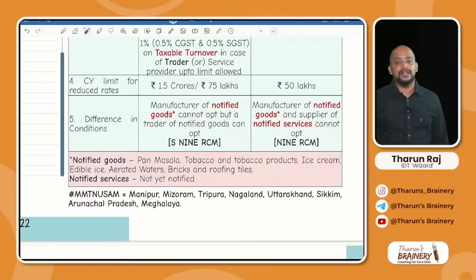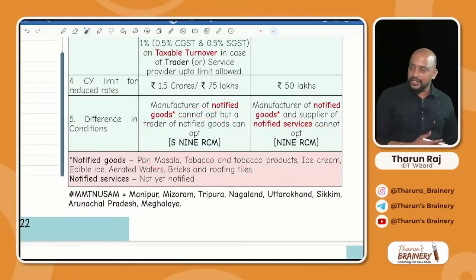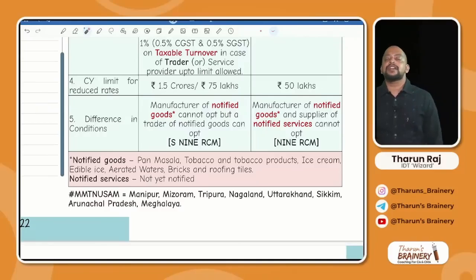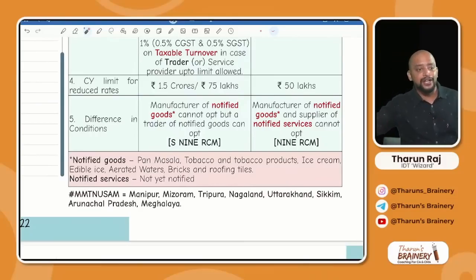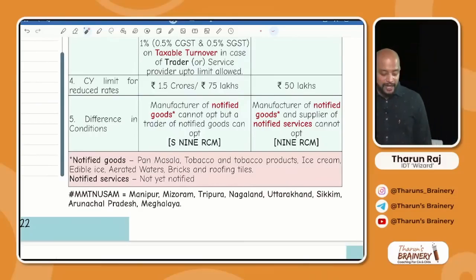Here, section 9(5) RCM: in section 10-1 it will be section 9(5) RCM, in 10-2A it will be 9(4) RCM. Means any service provider, come on concentrate, can opt for 10-2A, but in 10-1 it will not be possible.